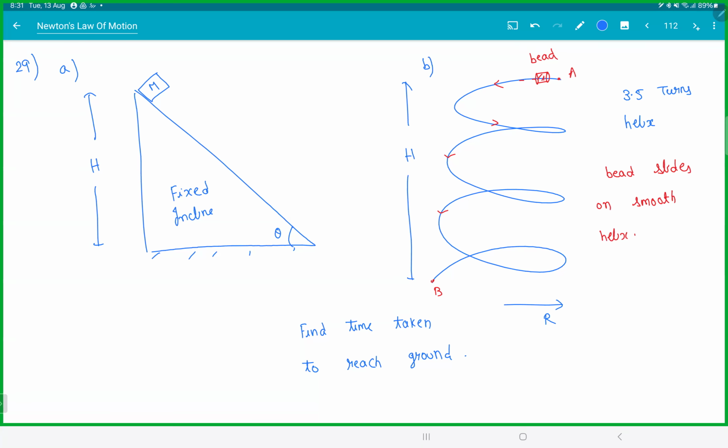Let's do the first part. First part is easy. Remember the story is the same. Step 1, choose your system, draw an FBD. Step 2, assign accelerations. Block is sliding, so assign acceleration. Resolve forces, F equals ma. Think for a minute, then I'll show you.